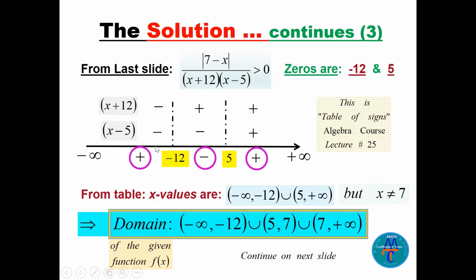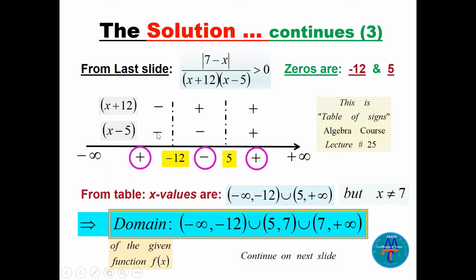You can choose minus 100, minus 50, any number less than minus 12. Now between minus 12 and 5, I can choose 0 or 1 or minus 1. So I put it here in the x, I will get the quantity here is plus. If I choose here, like 0, if I put here 0, it will be minus. If I choose any number greater than 5 until infinity, maybe 100, it will give you plus and plus.